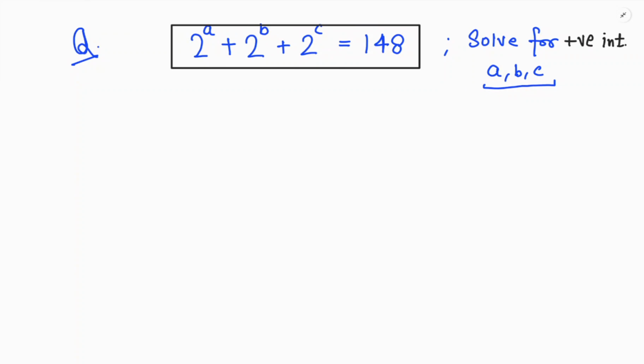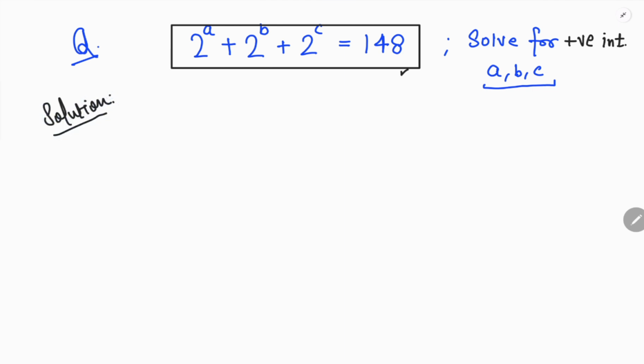I'm Upasana Taneja, and in today's video we have a question: 2 raised to power a plus 2 raised to power b plus 2 raised to power c is equal to 148, and a, b, c are positive integers and we need to find their values, right? So how will we proceed here?